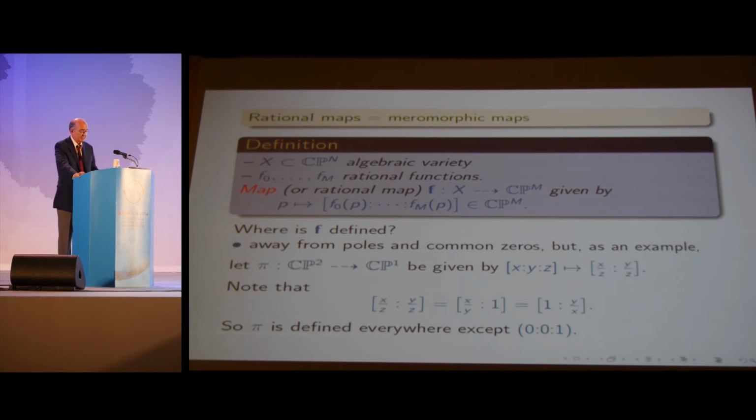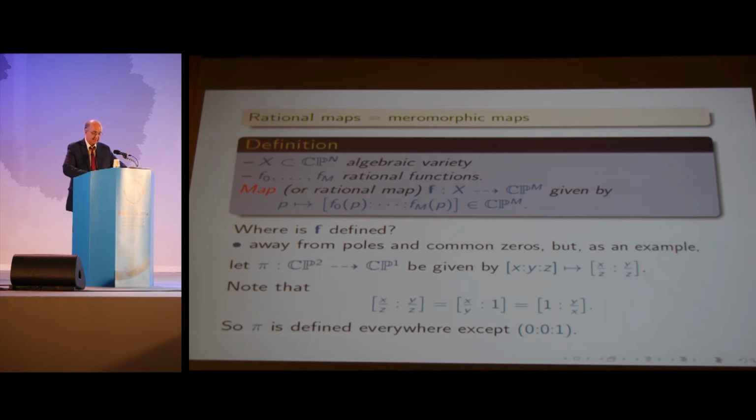And so to see an example, well, let's just look at this map. If you think about it, this will be the projection of CP2 to CP1 from just one point, but here it is given explicitly. I send a point with coordinates x, y, z to the pair x over z and y over z. And then if you look at this, you say, well, this is not defined when z equals zero.